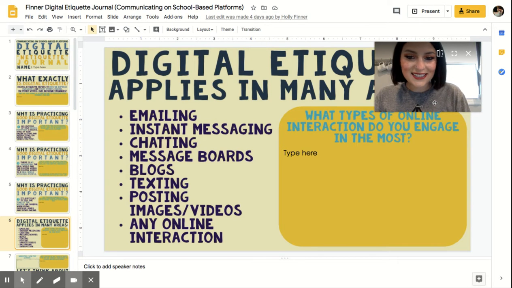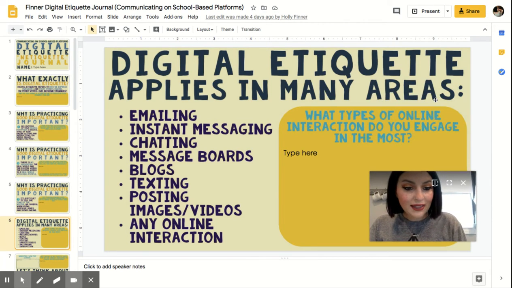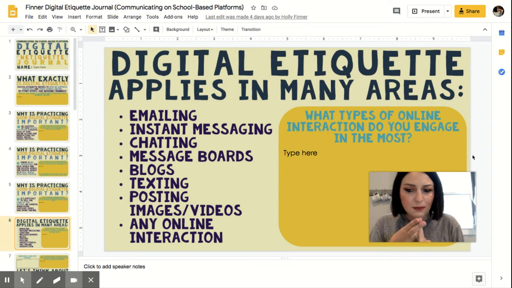All right, slide 6. Digital etiquette applies in many areas. Emailing, instant messaging. Instant messaging, I feel like for your generation is probably direct messages, right, on whatever social media platform. Just chatting, texting, message boards, blogs, posting any video, anything like that.